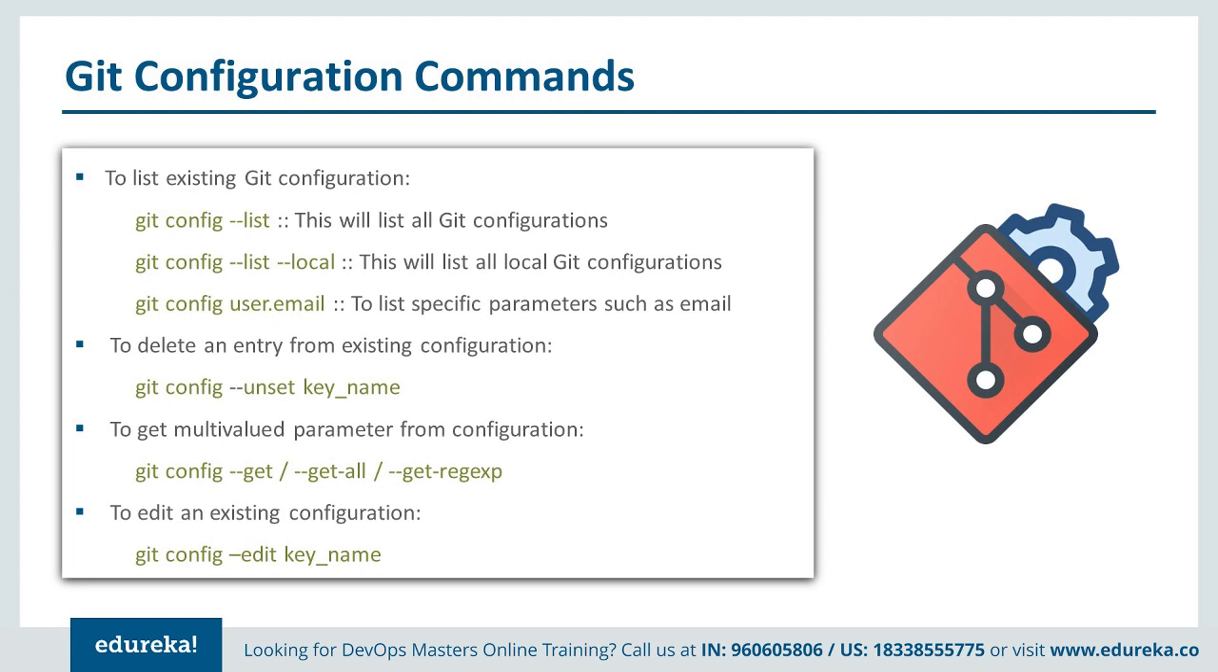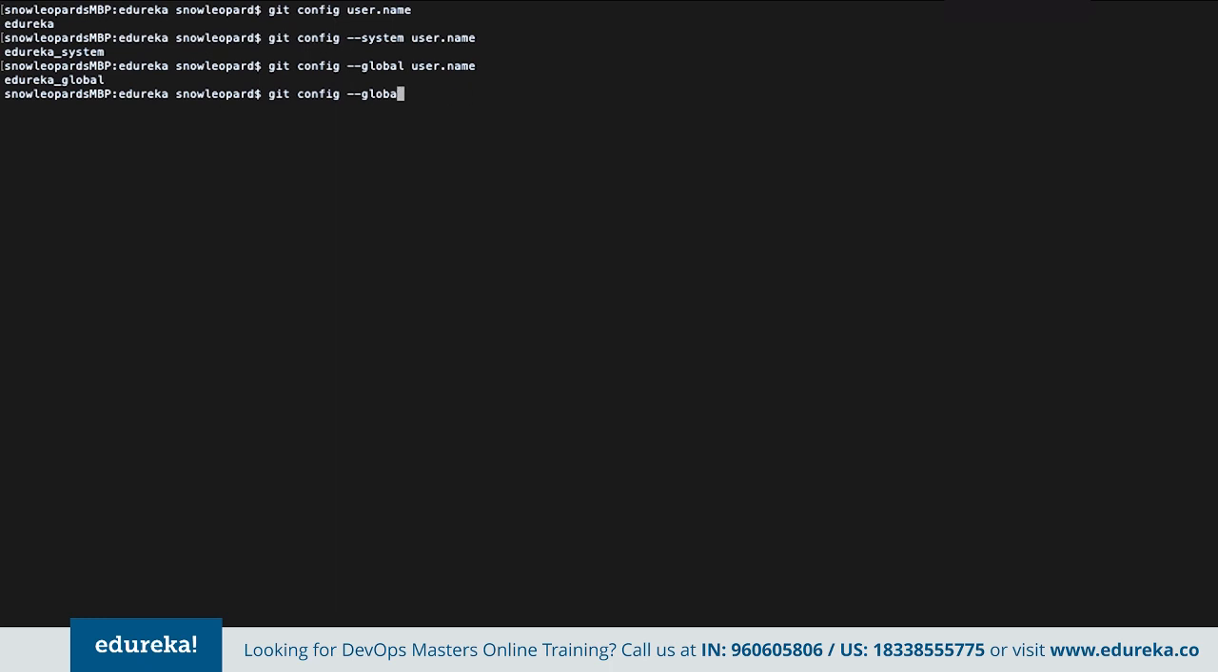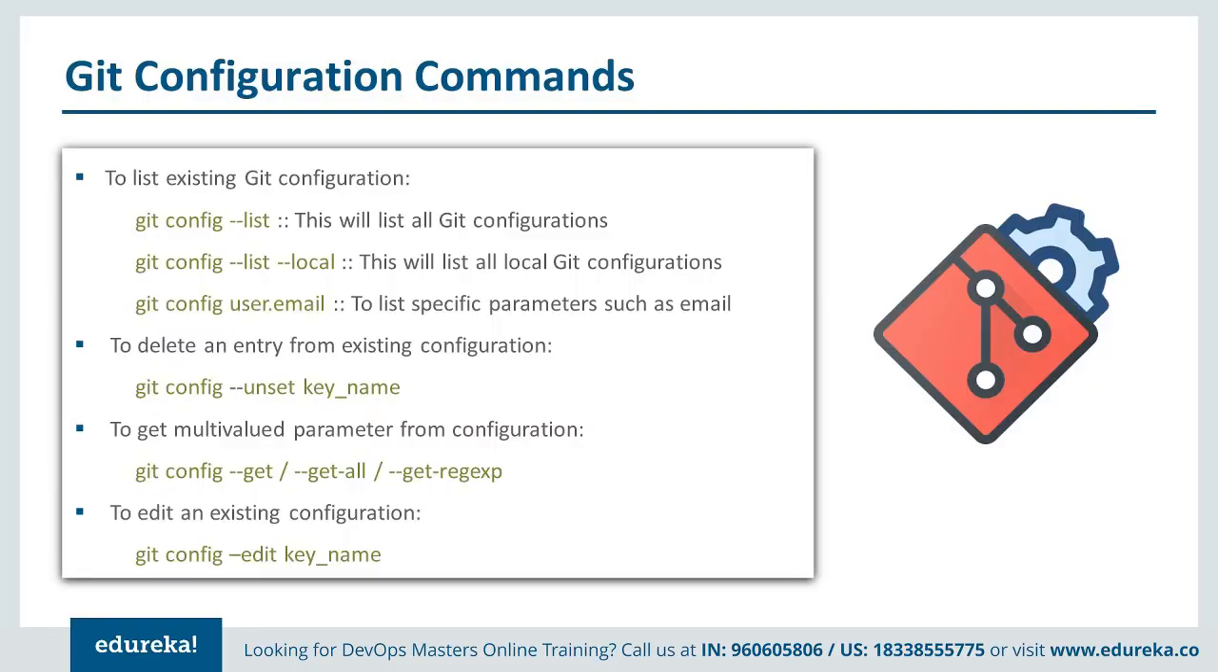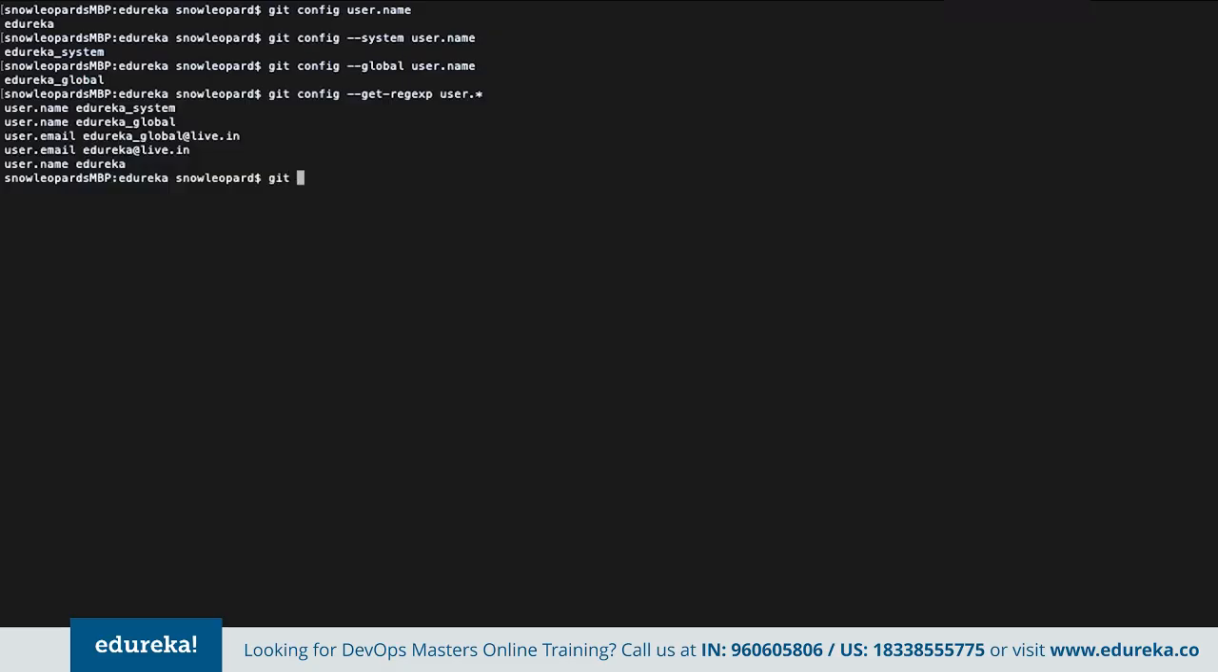We can also get multi-valued parameters by using get-regexp. For example, let's get everything that begins with user dot. So I'm getting my usernames from system, from global, email IDs, and again from the local. We can also edit the configuration by using the edit function. So if I look at the help for git config, then you have all these options.